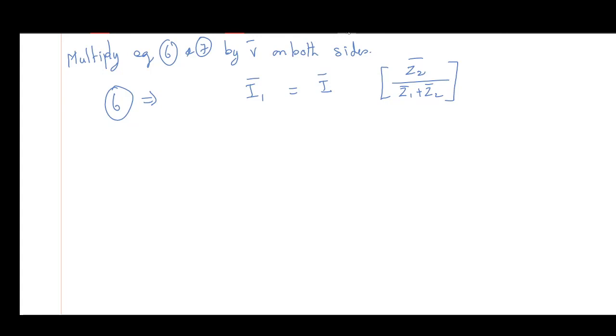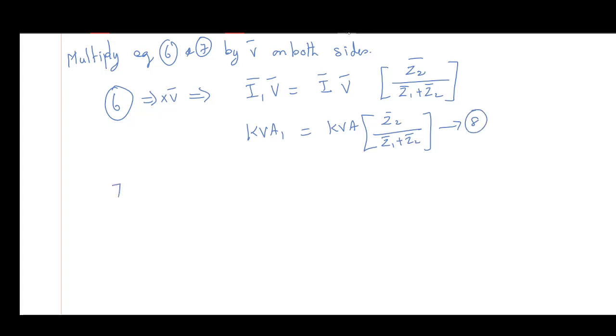So here I am going to multiply it by V vector. So I1 into V vector, I into V vector. We know that V into I is nothing but the kVA rating. So this can be written as kVA1 is equal to kVA into Z2 vector divided by Z1 vector plus Z2 vector. This is equation number 8.